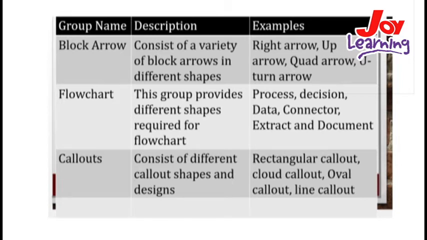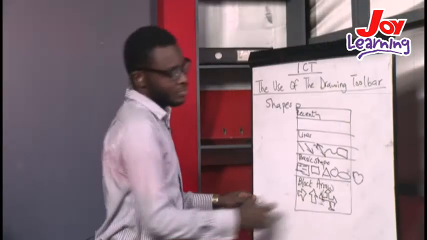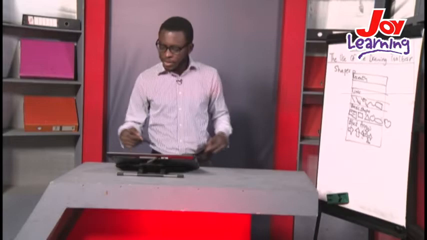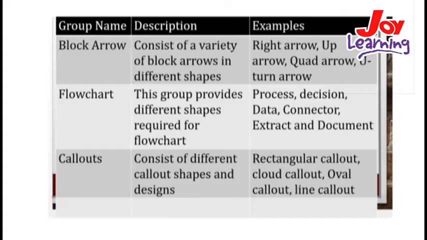We also have the up arrow. The up arrow is also there. Then we have the quad arrow. That one too can be an option there. And we have the U-turn arrow also there. Then we have flowcharts. Flowcharts too is a group in the shapes drop-down menu.